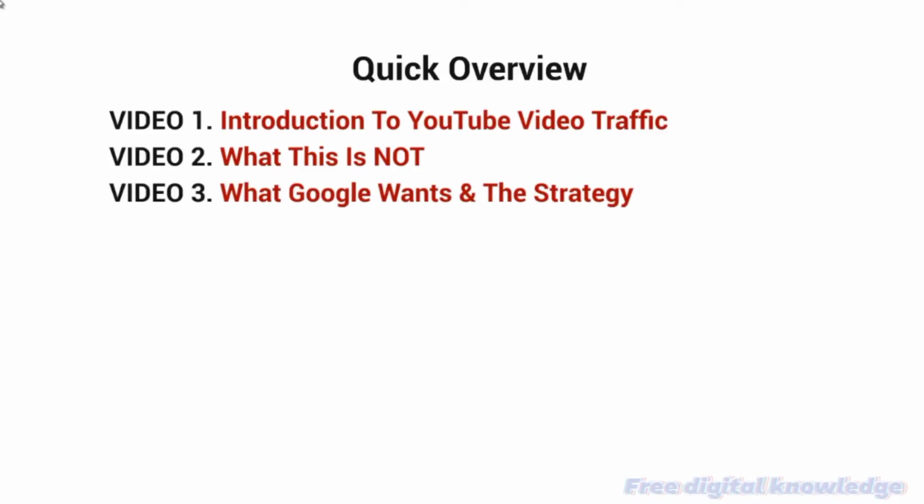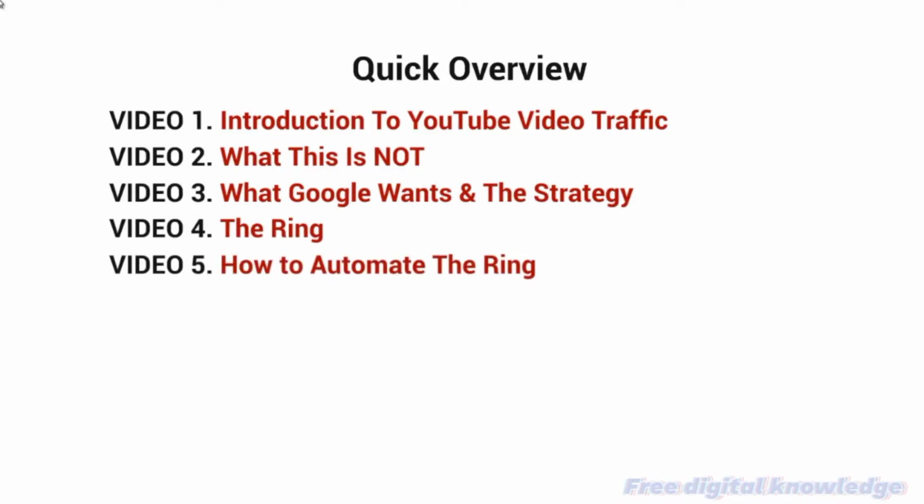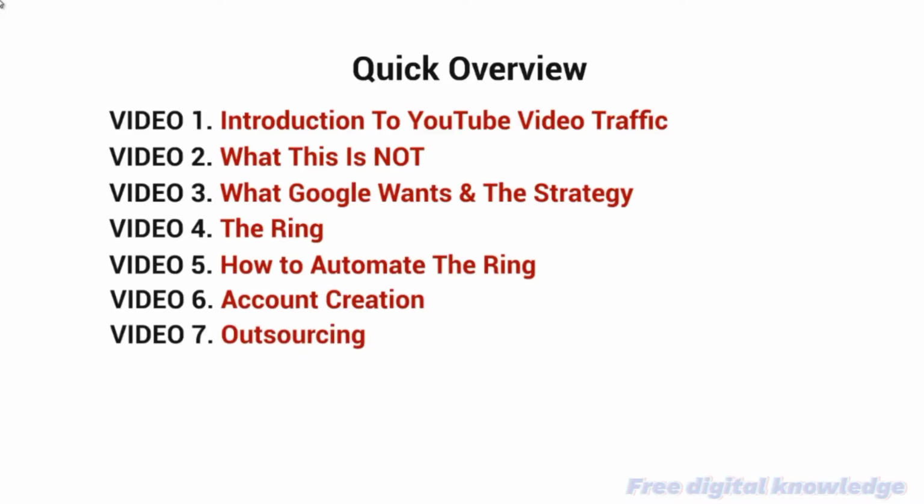Video number 3, we'll talk about what Google wants and the strategy. If you understand what Google wants, then it'll make more sense on what the strategy is all about and how to implement it correctly. Video number 4, we'll talk about the ring, which is the strategy here. And of course, video number 5, we'll talk about how to automate the ring. Video number 6, we'll talk about account creation. And video number 7, we'll talk about how to outsource the account creation and the very tedious process of building the ring.